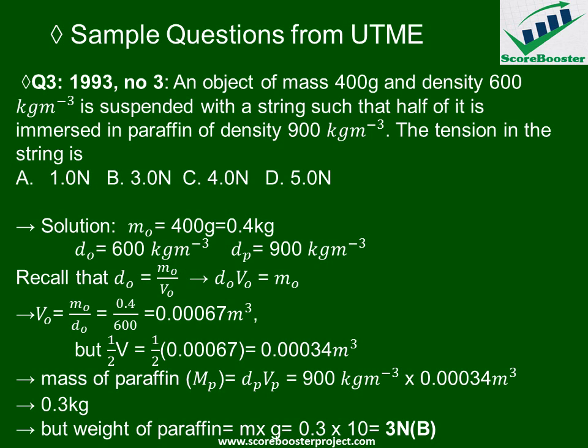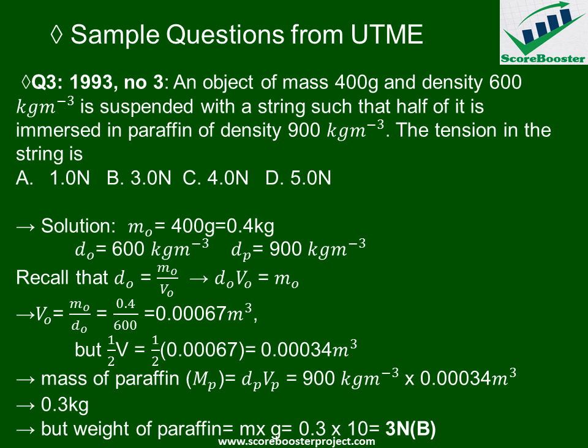Now on to solution. So the first is to write out the given parameters, and the first thing we are given is the mass of the object, which is 400 gram. We can convert that to kilogram by dividing it by 1000, and that will give us 0.4 kilogram. We are also given the density of the object, D naught, to be 600 kilogram per meter cube, and the density of the paraffin oil to be 900 kilogram per meter cube.